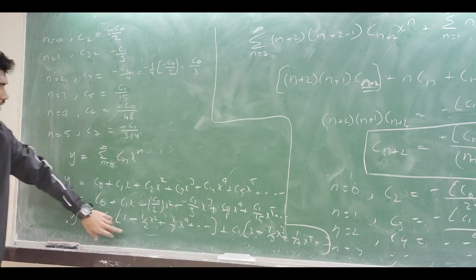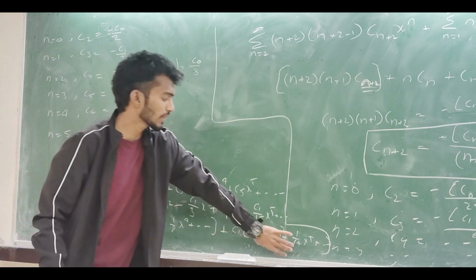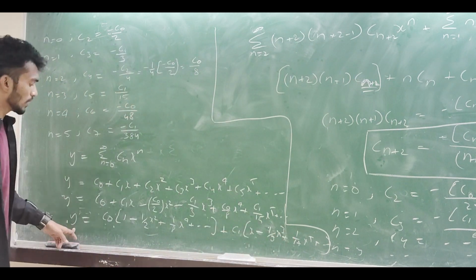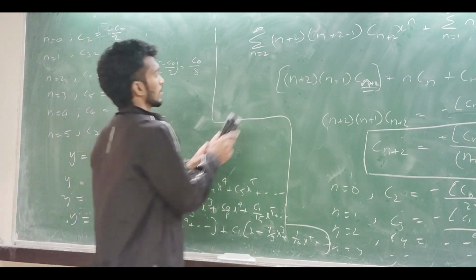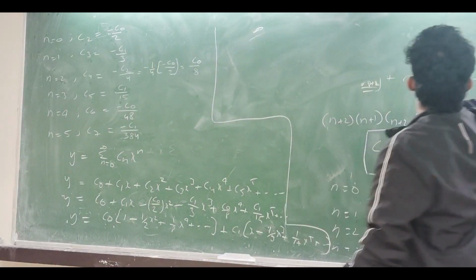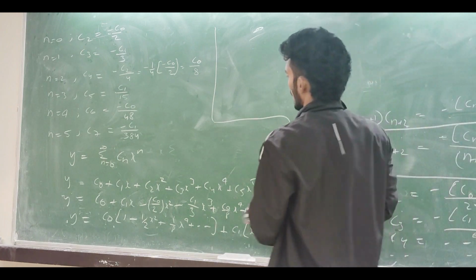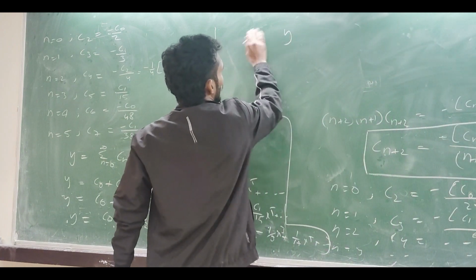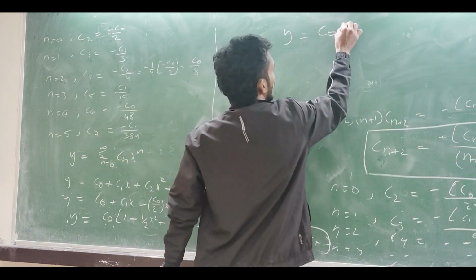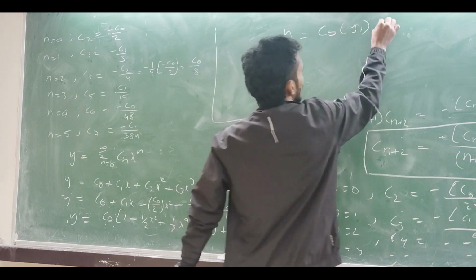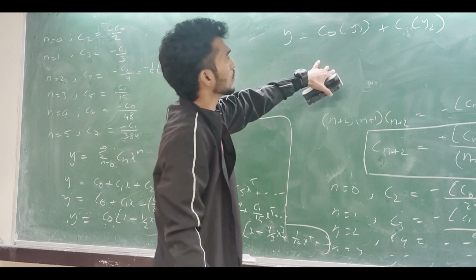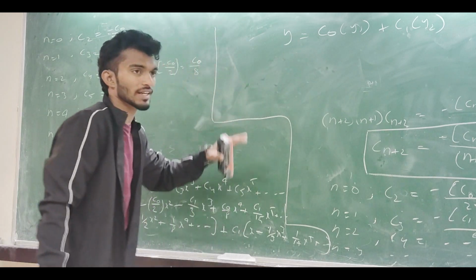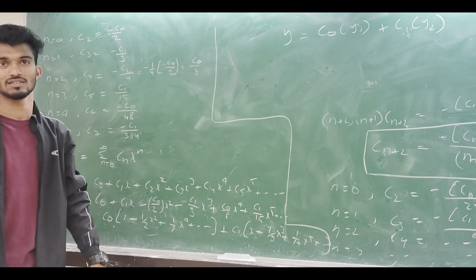So C0 into a function and C1 into a function. So y is equal to C0 into y1 plus C1 into y2, where y1 and y2 are the solutions of the given second order differential equation. Thank you.